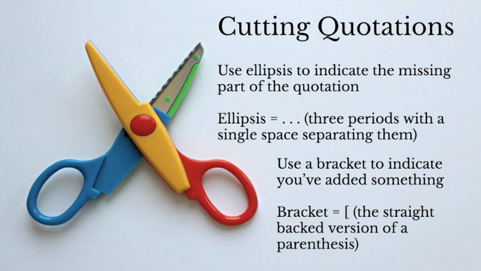When that happens, you need to cut the extra and indicate the change with an ellipsis. So an ellipsis is the three little periods that you see in printing. Usually it's a period with a space, period with a space, period with a space. If you are adding something, then you use a bracket. A bracket is the straight-backed version of a parenthesis.